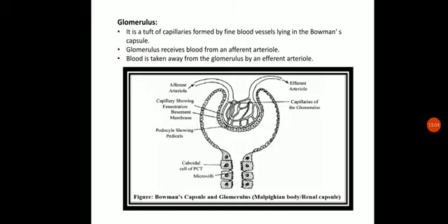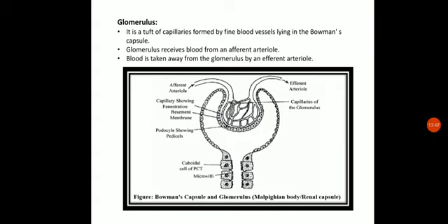Now what are the podocytes? Here we can see the flat squamous epithelium present over here, and they will also have some specific cells called podocytes. These are specialized cells in the visceral layer, which are present in Bowman's capsule. So what are podocytes? They are specially modified cells of the inner wall of Bowman's capsule.